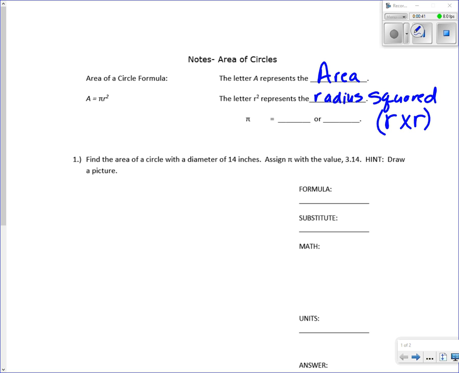The most common mistake we see our students make is they do radius times 2. It is radius times radius, not radius times 2. Again, pi is 3.14, or in some cases, if you're dealing with fractions, 22 over 7.